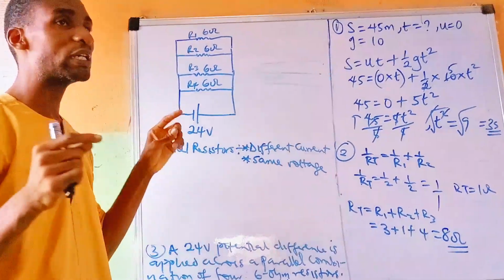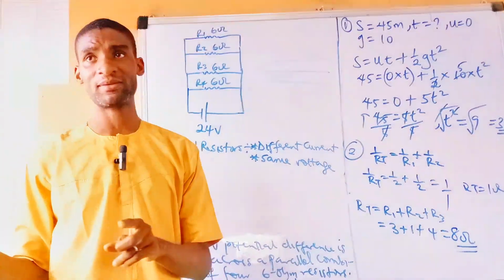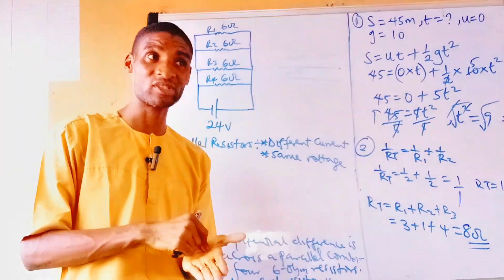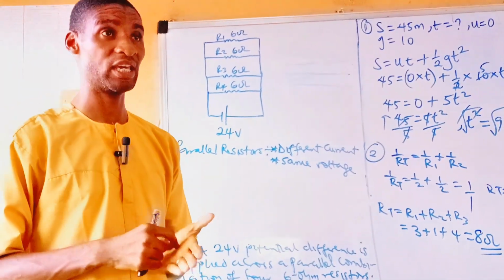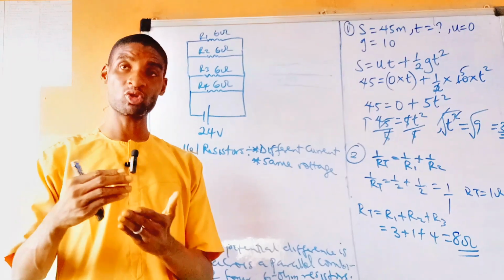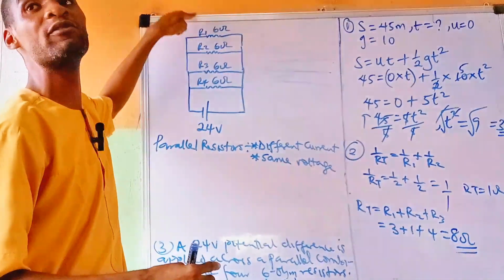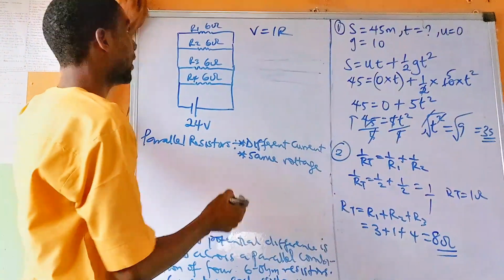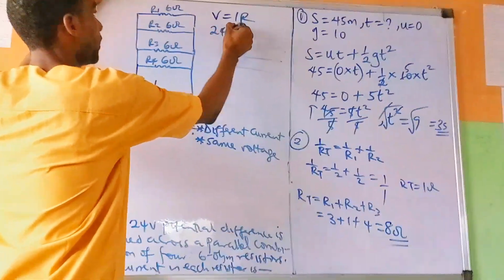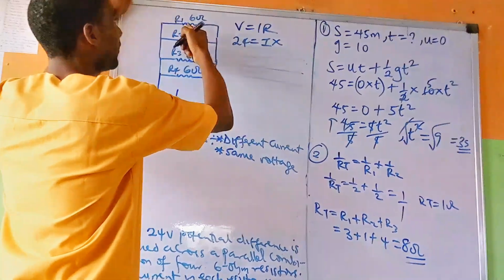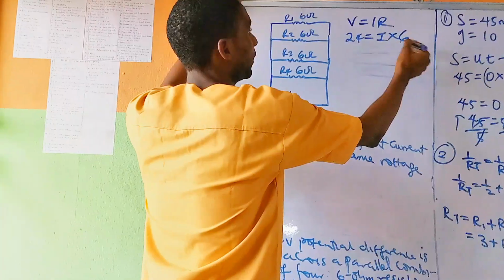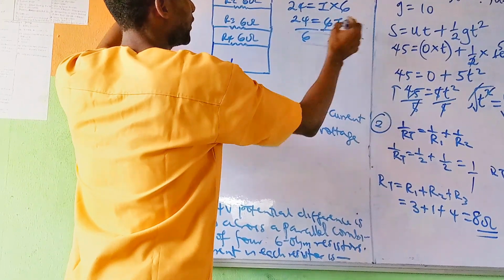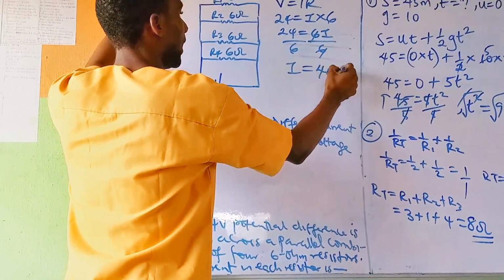For those of you that are writing the JAMB exam, you are expected to use the shortest possible method to answer questions. There are some things that are not necessary. It will be a waste of time. To maximize your time, since you know that it's the same voltage that is passing through, you can just go ahead with your formula. V equals IR. Your V is 24 volts equals your I, the current, times your resistance, which is 6. Then you have 24 equals 6I. Divide this side by 6, and that is 4. Your I equals 4 amperes.